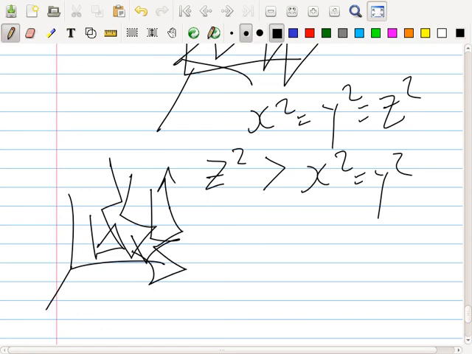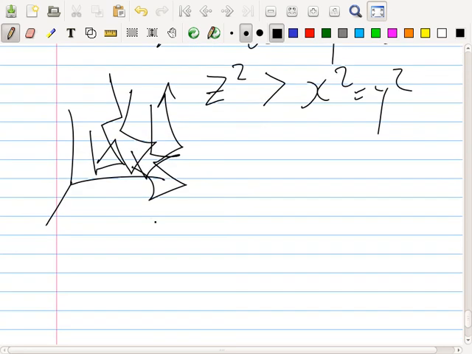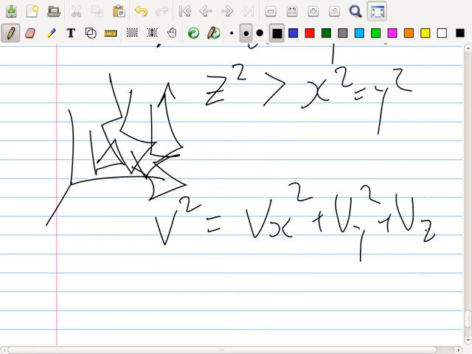The direction of up is z. Okay? So anyway, you get the result now that v squared equals vx squared plus vy squared plus vz squared. But I said these are equal. So I get v squared equals 3 vx squared.